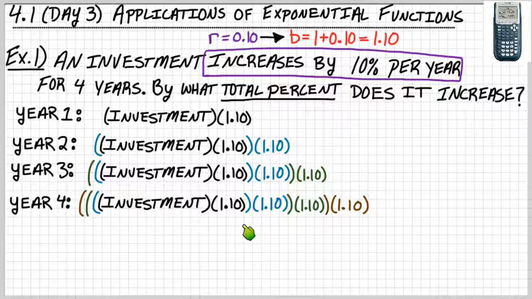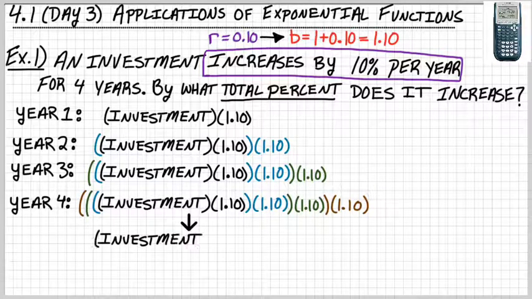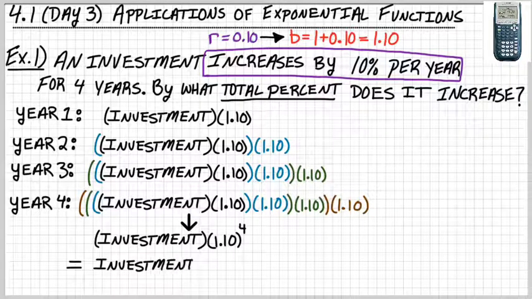So 1.10, let's combine like terms here. That happened 4 times. So really we just had our investment multiplied by 1.10 to the 4th power. And that is a number you can calculate easily just using your calculator. 1.10 to the 4th. So our investment at the end of the day would be multiplied by 1.4641. So that should give you a clue as to why it's not 40% already. It's a little bit more than 40%.